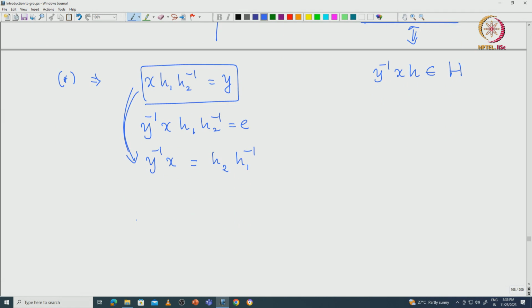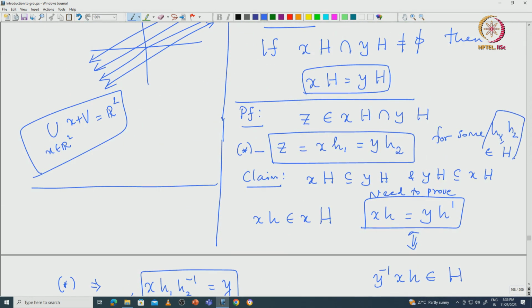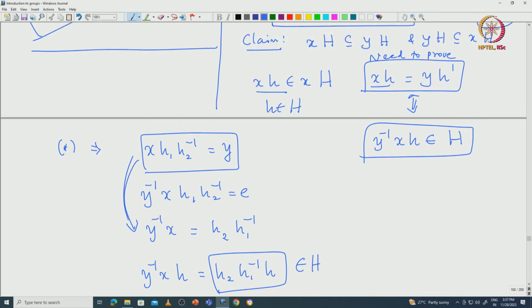So now if you multiply y inverse xh, it is going to be h2 h1 inverse h, and this is going to be where? Because h1 and h2 both come from your subgroup, and this h is also coming from your subgroup, this is going to be in H. So that is what we wanted to prove. That means this xH is indeed inside this yH.